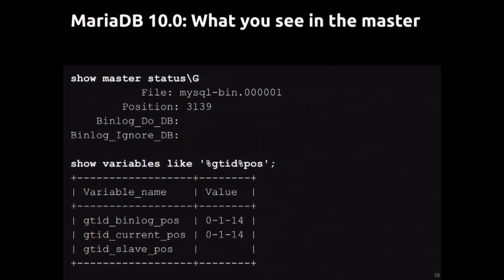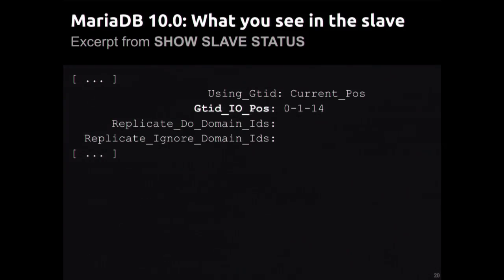So what do you see in the master? You don't see anything special in show master status. And there are variables, gtid_binlog_pos and gtid_current_pos, that tell you what GTIDs are being processed. It's very simple, but at the same time, there is not a lot of information there.